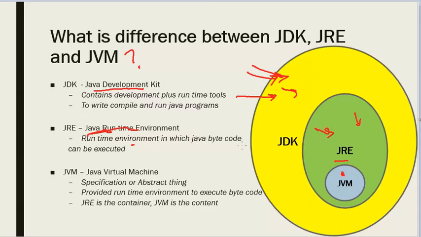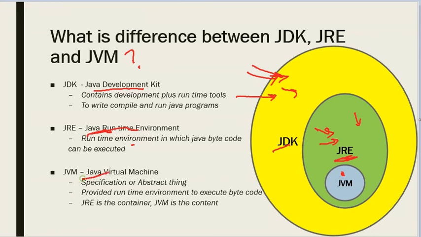But if you only want to run the code and someone has given you written Java code, then you only need to install the JRE on your system, and that's enough for you. JRE contains only those classes and libraries which are used to run the Java code. JDK also contains those classes and libraries which are used to write the Java code, but JRE only contains those which are used to run the Java code, for example, the bootstrapper and the class loaders.